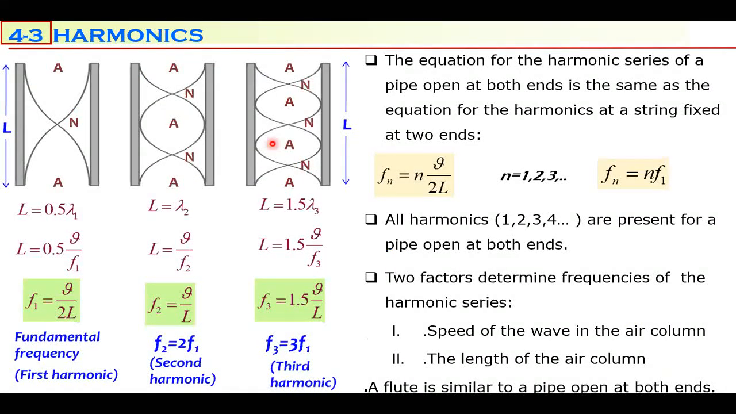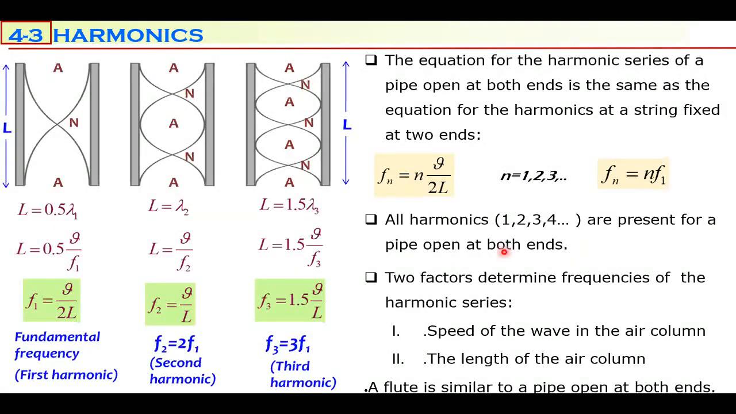The equations are the same. I will not continue this part, just the equation. The equation for the harmonic series of a pipe open at both ends is the same as the equation of the harmonics of a string fixed at two ends. So f_n is equal to n v divided by 2L. n is again 1, 2, 3, 4, 5, and all harmonics are present for a pipe open at both ends.